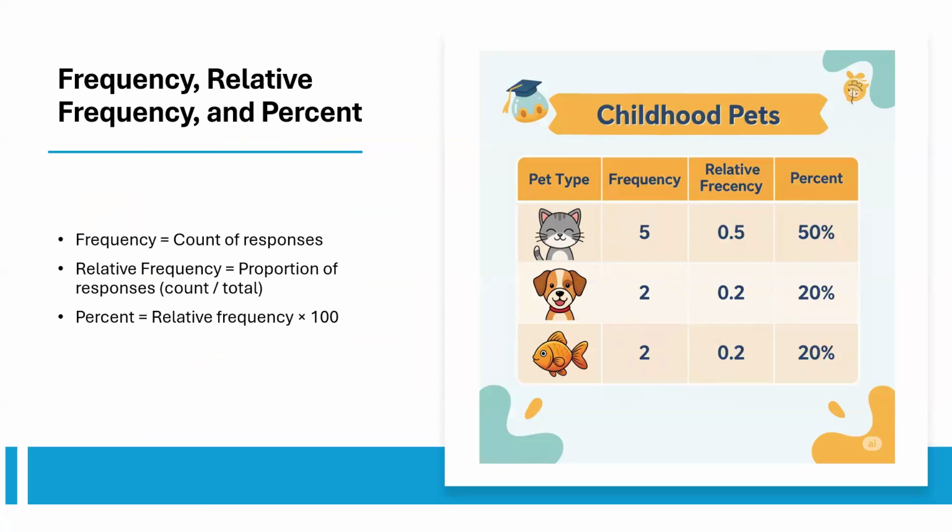There are three main ways to describe how often a category appears: frequency, relative frequency, and percent. Frequency is just the count. Relative frequency is the proportion, or the count divided by the total. Percent is simply the relative frequency times 100.